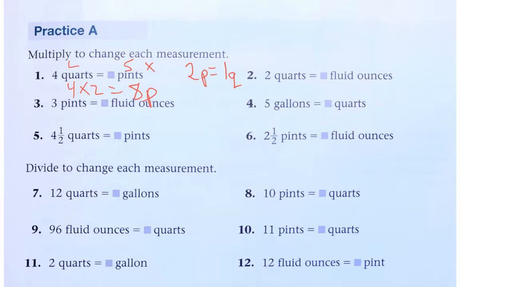For number 2, quarts to ounces. So how many ounces in a quart? Quarts are larger than the fluid ounces. It takes 16 fluid ounces to make a pint and 32 to make a quart, because it takes 2 pints to make a quart. So we need the 32. So 2 times 32 equals 64 fluid ounces.